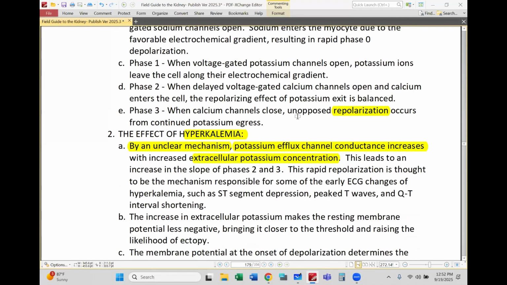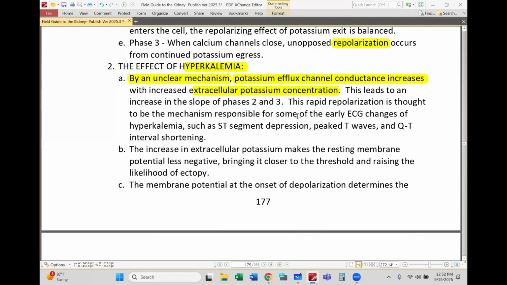So again, there has to be something going on with channel conductance. People have shown that in some basic science channel studies, or patch clamp channel studies, okay? So that increases the slope of repolarization, and that's what you see, the peaking of the T wave, okay?